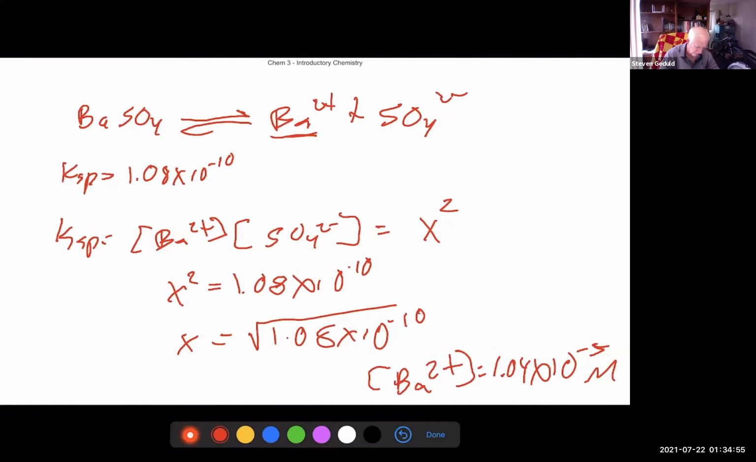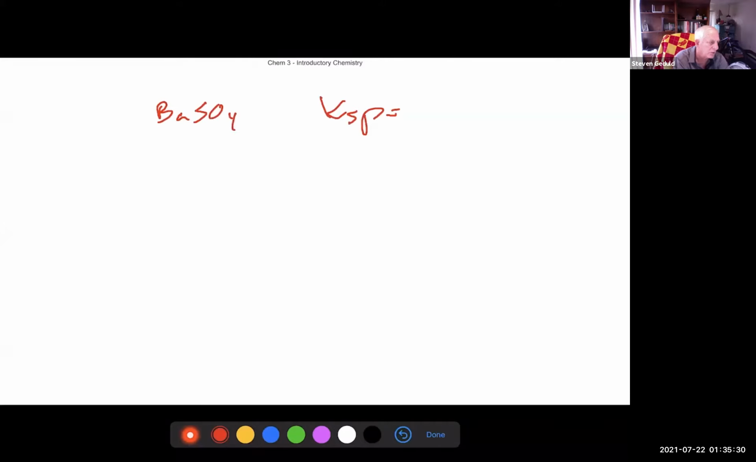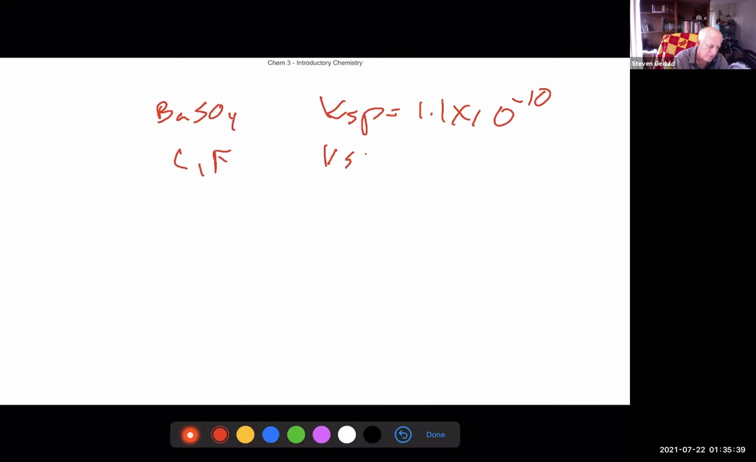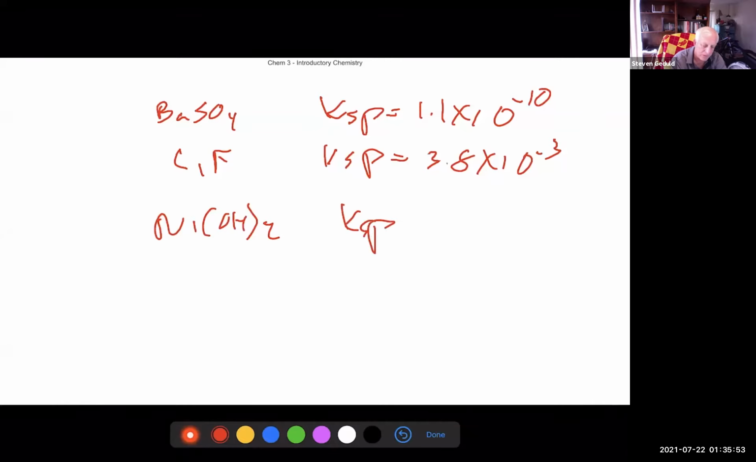All right, one of our questions here. Let me put this back on here. If we have 3 compounds, barium sulfate with a KSP equal to 1.1 times 10 to the minus 10, lithium fluoride with a KSP equal to 3.8 times 10 to the negative 3, and nickel 2 hydroxide with a KSP equal to 2.0 times 10 to the negative 15.